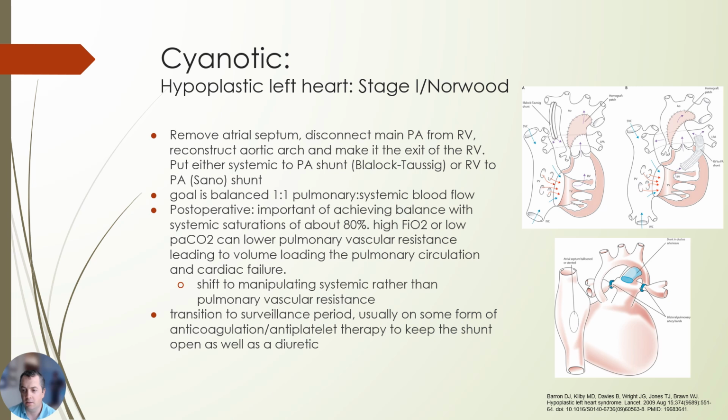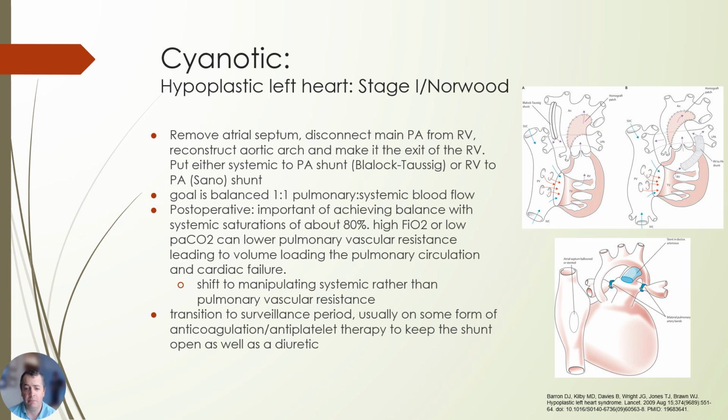Stage 1, what's referred to as the Norwood. The procedure is to remove the atrial septum, disconnect the main pulmonary artery from the right ventricle, and reconstruct the aortic arch so that it is the exit of the right ventricle. And then you'll obviously need to get pulmonary blood flow back from somewhere, so it's put either to systemic circulation, which is a Blalock-Taussig shunt, or to the right ventricle, which is a Sano shunt.